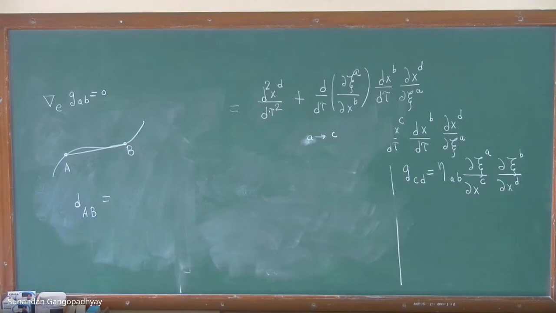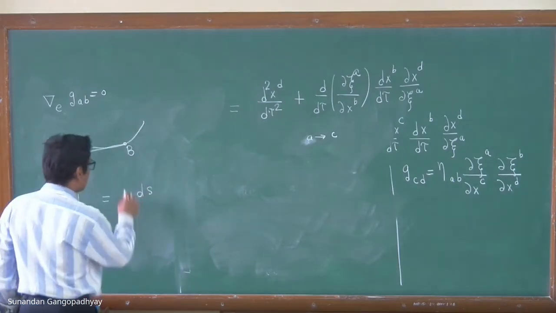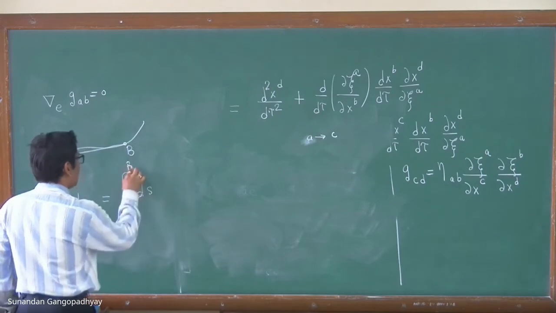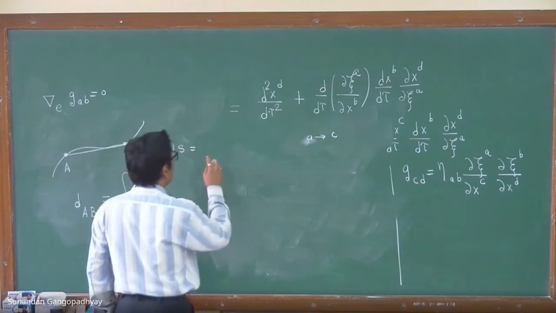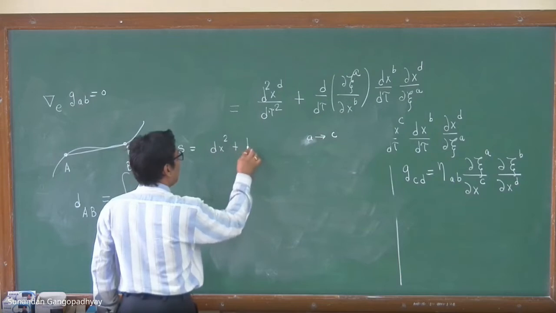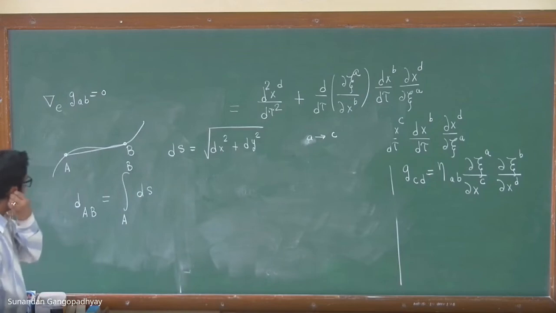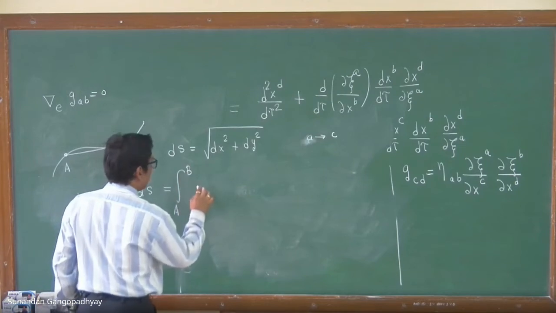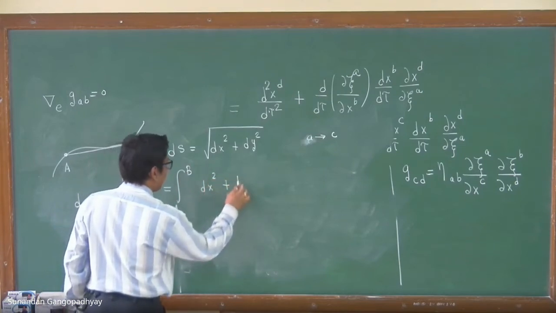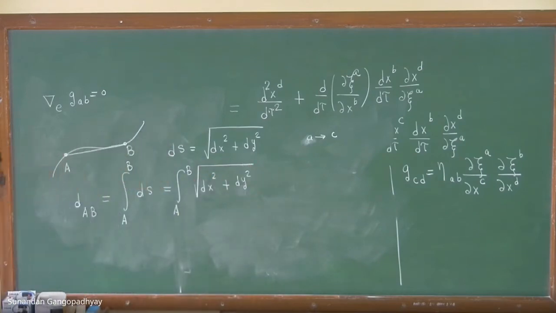Let us see whether we can actually find it out from a variational calculation, from a variational principle. So this is nothing but the integral of ds from A to B. Where ds is the infinitesimal length element, that is dx square plus dy square.